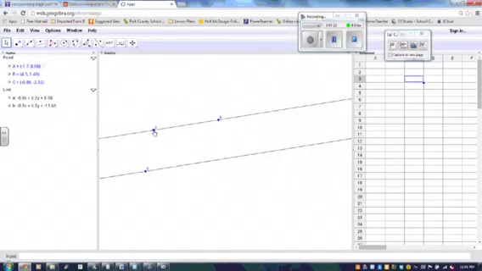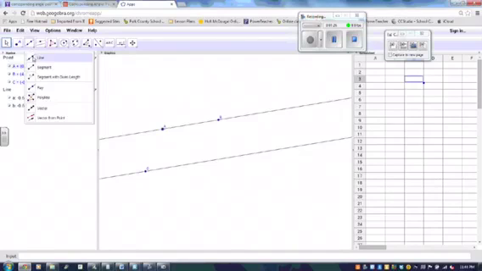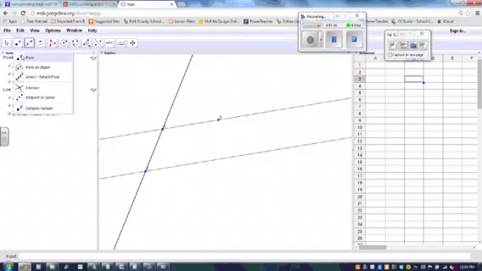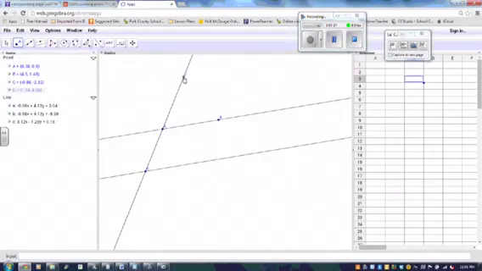And another thing that I want to do is make a transversal, and that's just a line that goes through both parallel lines. So I'm going to make a transversal go through A and C, so it touches both of the parallel lines. I'm going to put point E somewhere on my transversal.